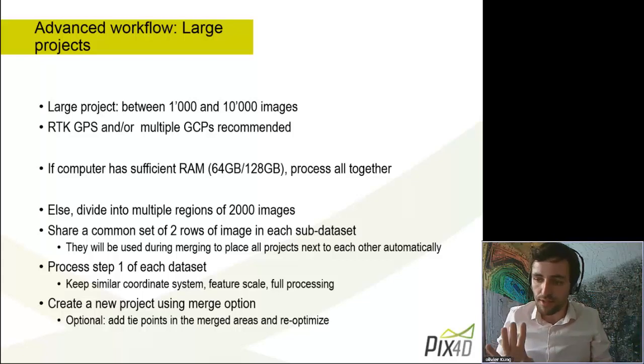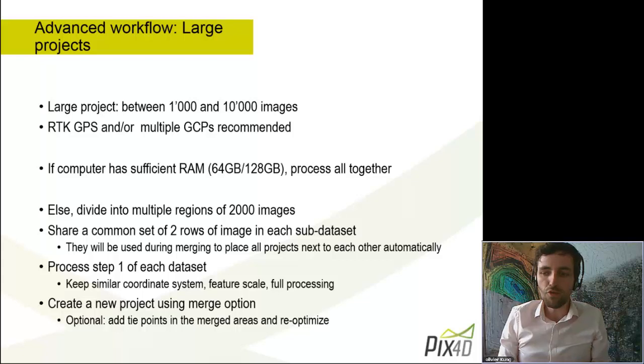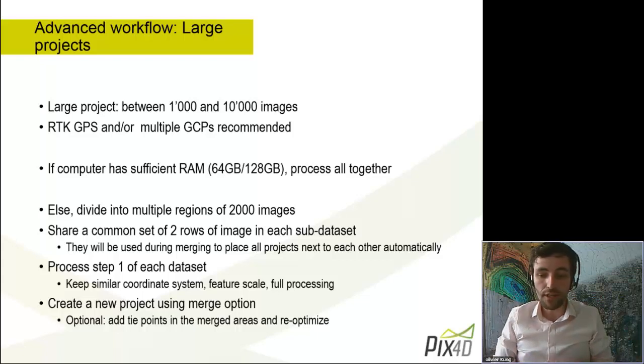Then what we recommend, but this is optional, is to use the Ray Cloud. You would go to the places where you have overlap between sub-data sets, and inspect a few tie points on the ground to make sure that everything is well aligned. If you have any issue there and you see potentially a little bit of misalignment, we recommend adding a few tie points in these specific areas, and then clicking on the Reoptimize button. This will make sure that all your data sets are perfectly aligned.